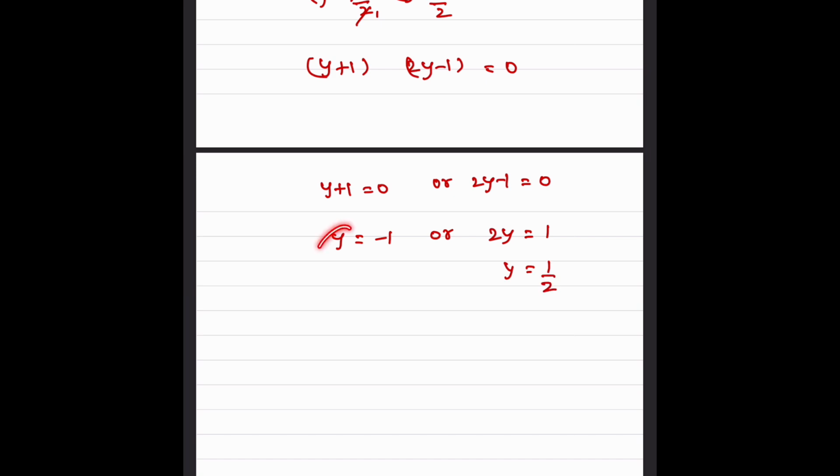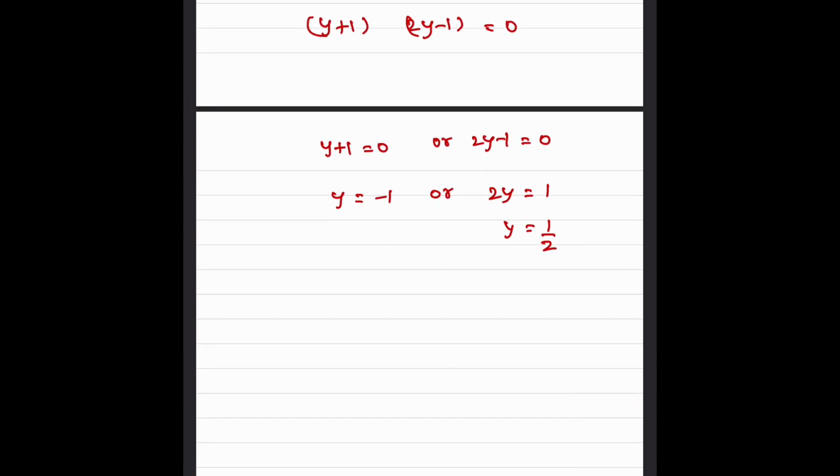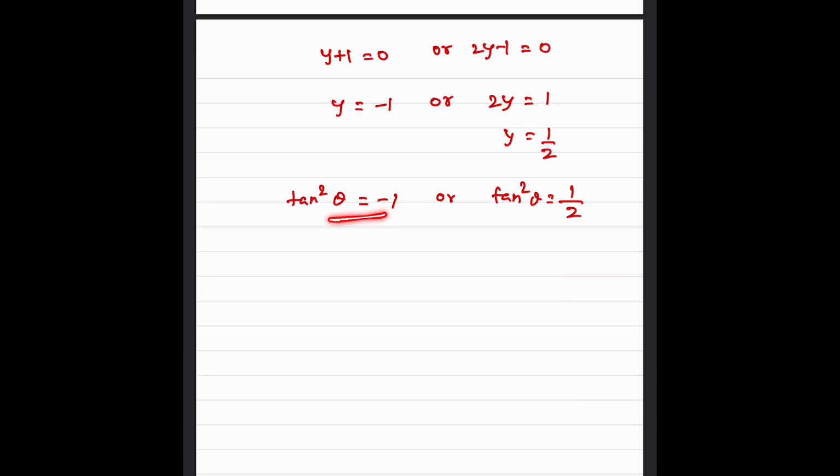Now we can replace this y with tan squared theta. So tan squared theta equals minus 1, or tan squared theta equals 1 by 2. We are going to reject tan squared theta equals minus 1 because we have a negative value. When you square real numbers, you will get a value greater than or equal to 0. But here, when you square it, you have a negative number. So we are going to reject this tan squared value.